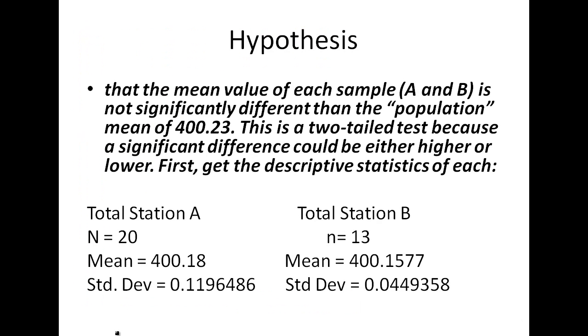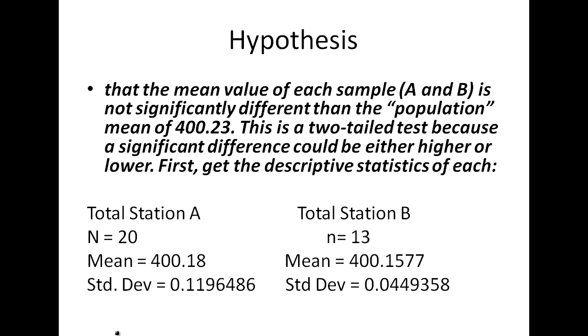So the hypothesis is that the mean value of each sample, total station A and total station B, is not significantly different than the real population mean value of 400.23 feet. And this is basically a two-tailed test, because the significant difference could be either significantly higher than 400.23, or significantly lower than 400.23.